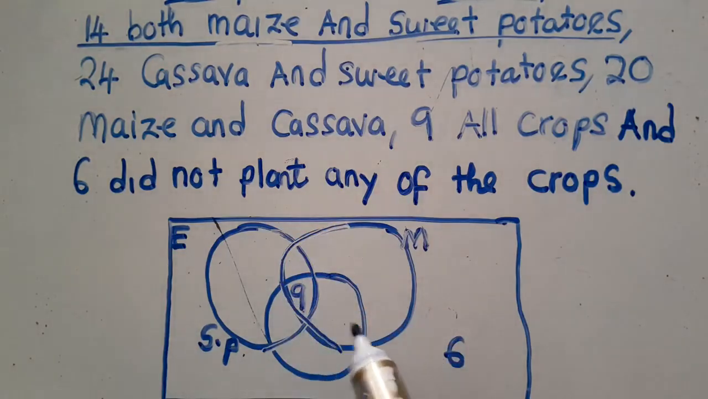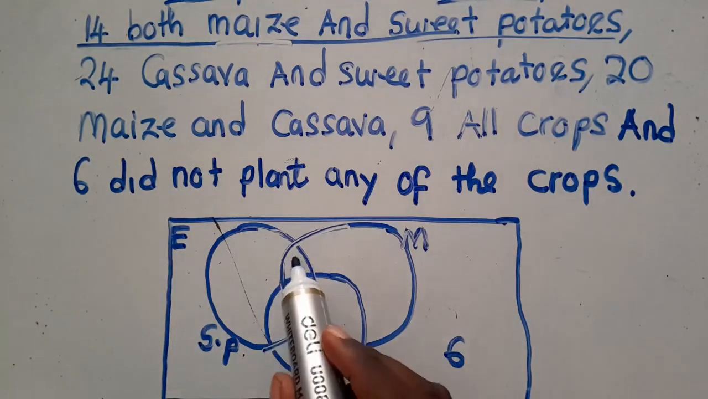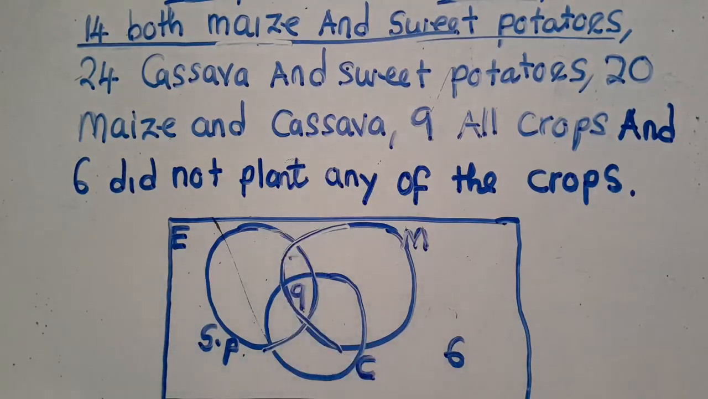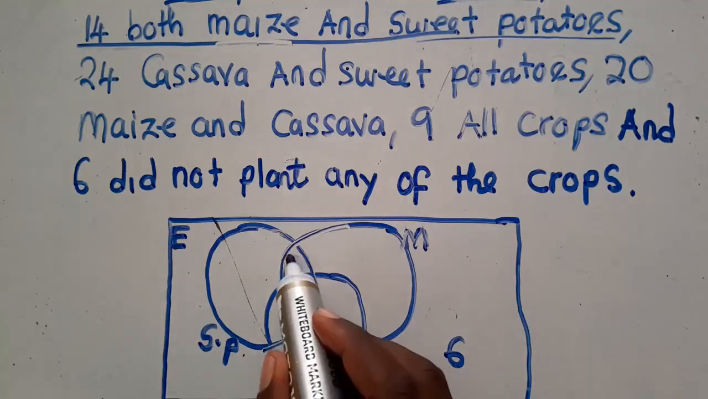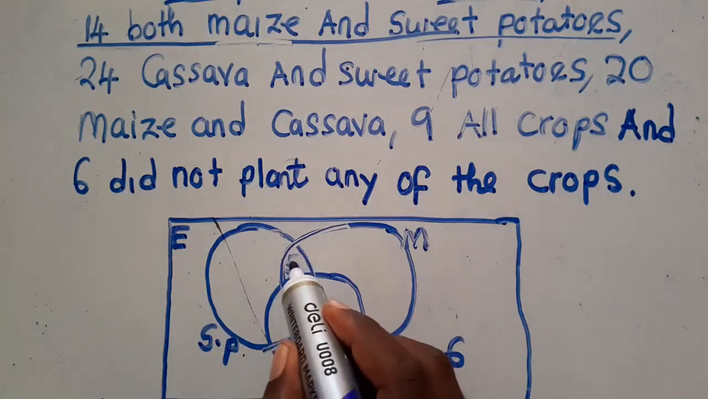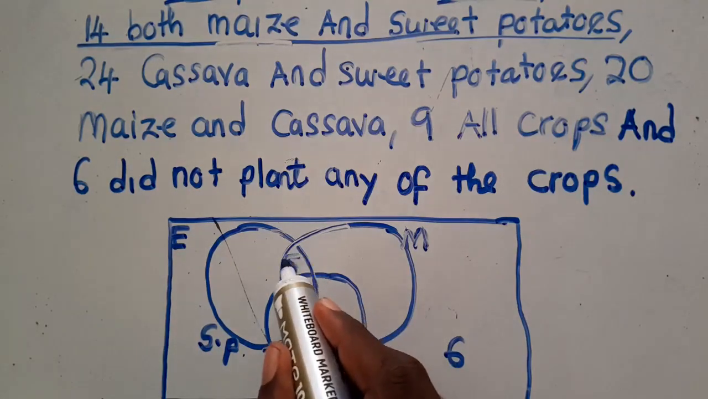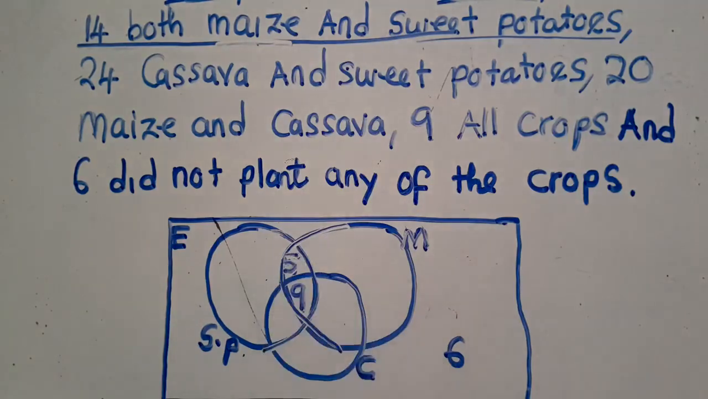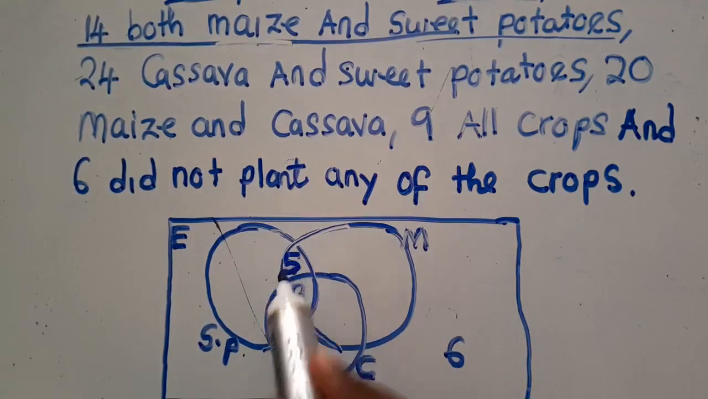So what I'm supposed to do is 14 minus 9. The answer is 5. Meaning there I need to put a 5. So I'll put the 5 there. That is a 5 there.